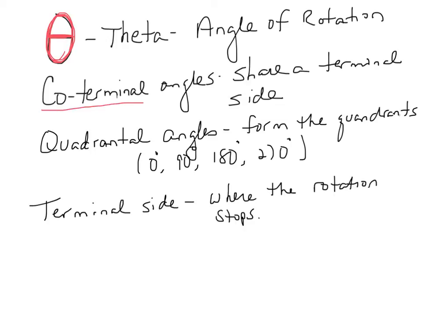Coterminal angles we talked about. Coterminal angles share a terminal side. The quadrantal angles I just gave you, those actually form the quadrants. They're on the axes. And then the terminal side of an angle is where the rotation stops.